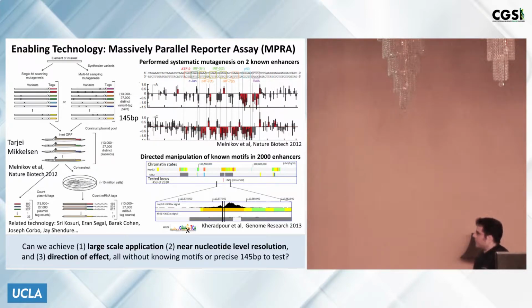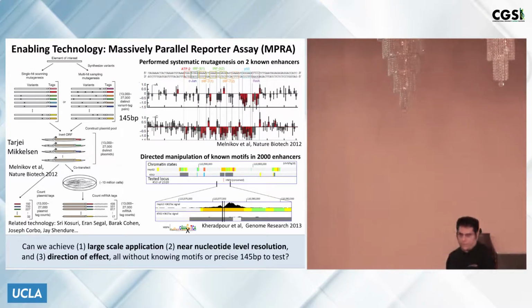But we're interested in the question, could we effectively combine the elements of these 2 studies to, in one experiment, test thousands of regulatory regions and at the same time gain access to very high resolution information as to where the activating and repressive nucleotides are, and differentiate their direction of effect. And we're doing this also without knowing the precise 145 base pairs to test.